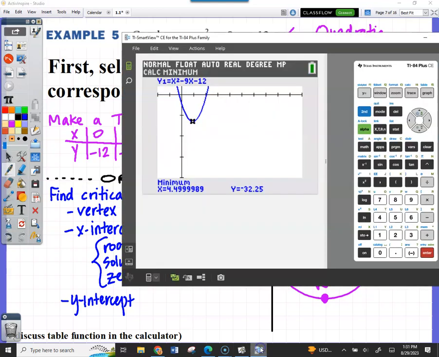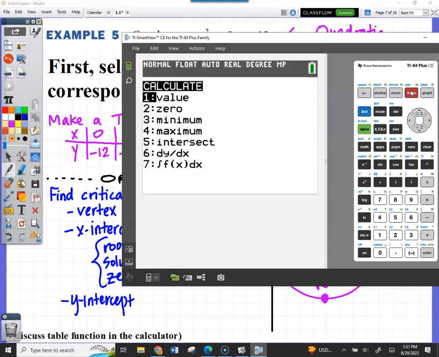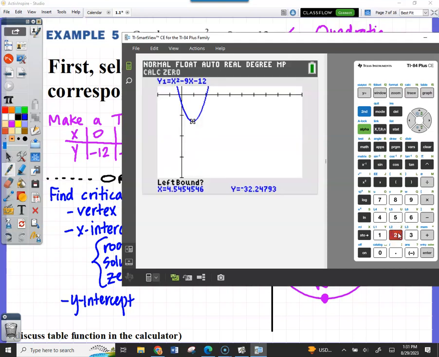So we're going to pull this back up. We're going to hit second calc. You will notice it will not say x-intercept, it's going to say zero. Push that. It's going to repeat the 3 questions, but you need to know what you're looking for now. I'm not looking for the vertex. I'm looking for the zeros.